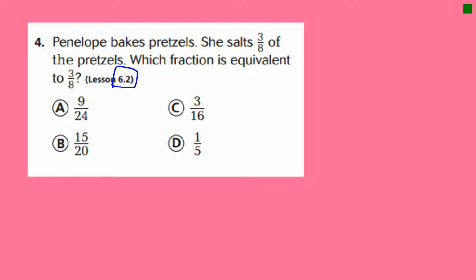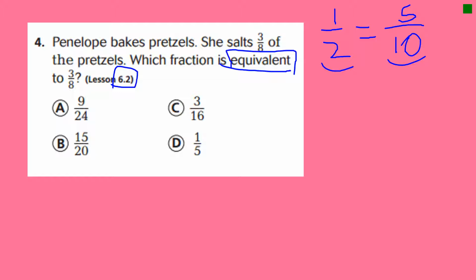Back to chapter 6, lesson 2. Penelope bakes pretzels. Yum. She salts 3/8 of the pretzels. Which fraction is equivalent to 3/8? So which fraction is equivalent, worth the same, but just written differently? The sizes of the pieces will be different, but the amount will be the same, right? You remember equivalent fractions. Half is like our favorite. Those are 2 equivalent fractions. They're both worth the same amount, but the piece sizes are different and they're written differently.